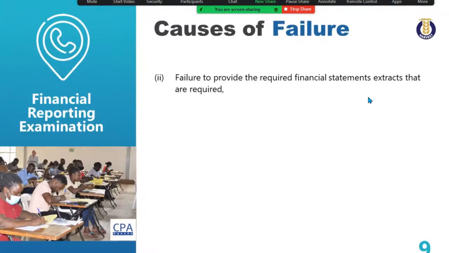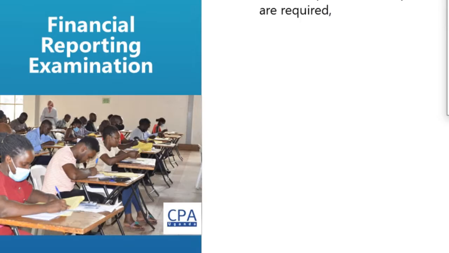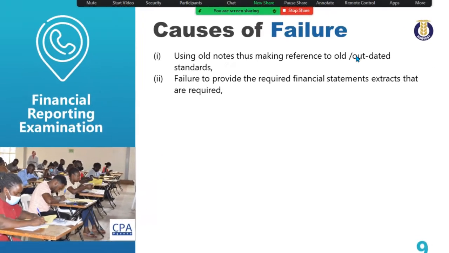Causes of failure in financial reporting: using old notes, thus making reference to old or outdated standards. Yes, you can read on your own, by the way, and you pass. Very much so. But you must pay attention to what is the latest release. Okay? What is the latest release? Failure to provide the required financial statement extracts that are required.